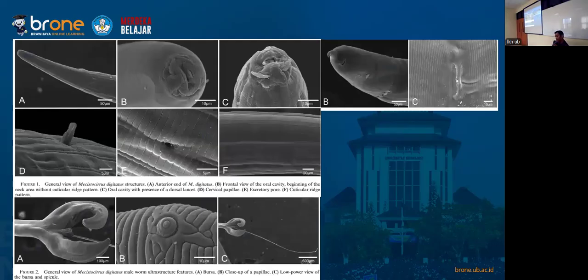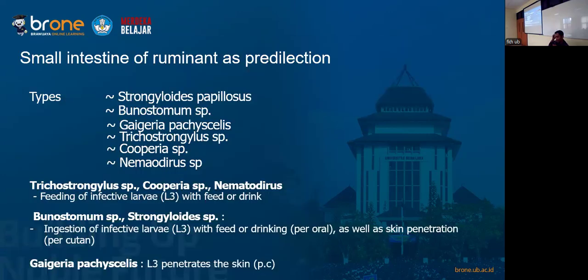Okay, we jump to the next slide, and this is the worm's papillae or cervical papillae. It's like this one. And this is the lancet that I mentioned before. This is the papilla and bursa, and this one is the spicule, so long spicule here, right? This is the vulva. Okay, we jump to the next slide.